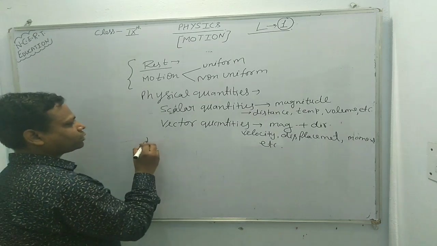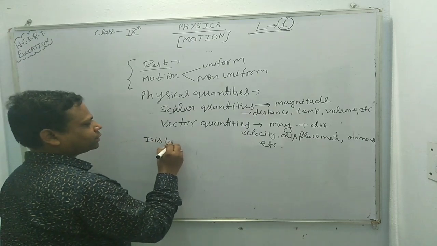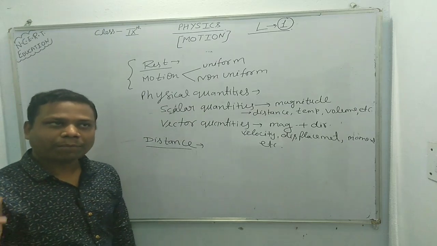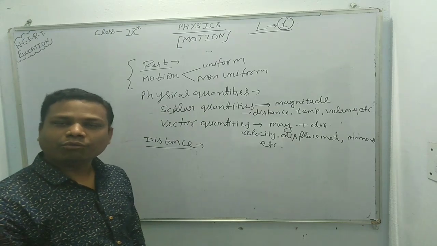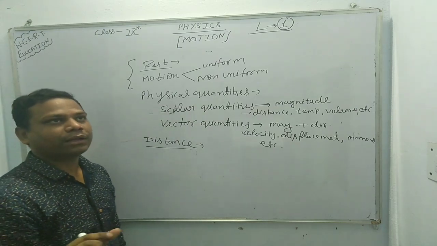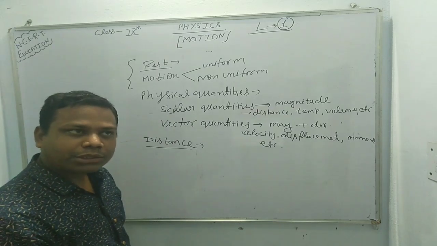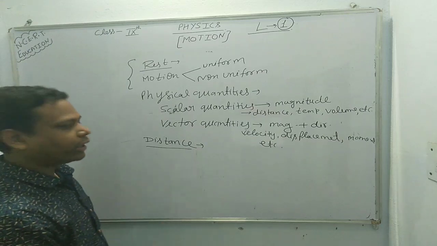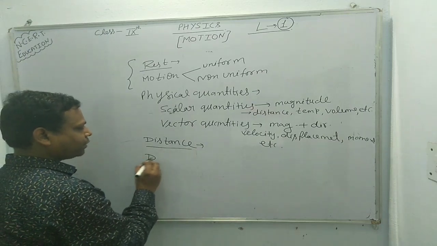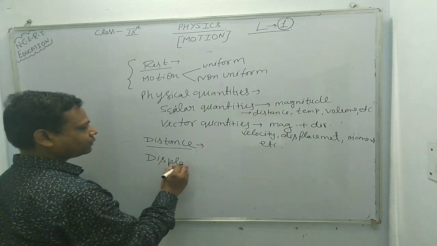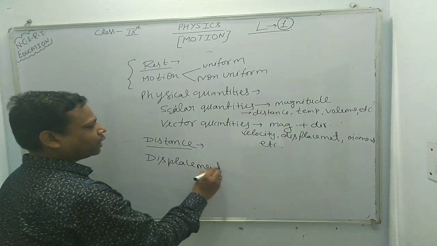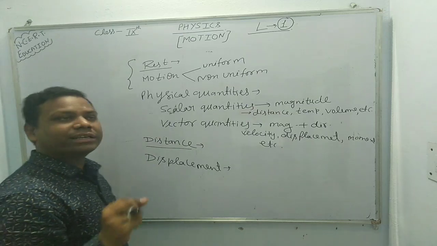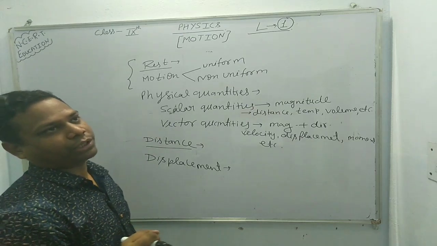Okay, so the first topic is distance. How can you define distance? The length of path covered by a moving object, or the actual length of path covered by a moving object, is known as distance. While displacement is the shortest path between the initial and final position of an object.